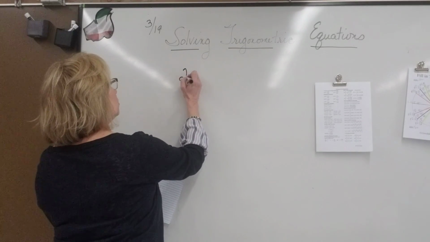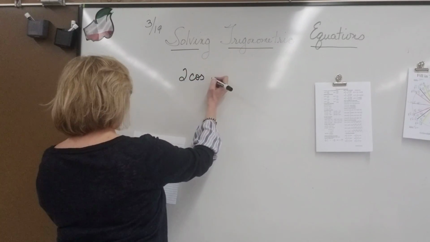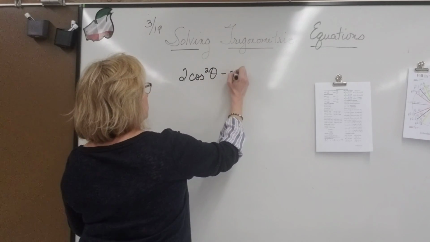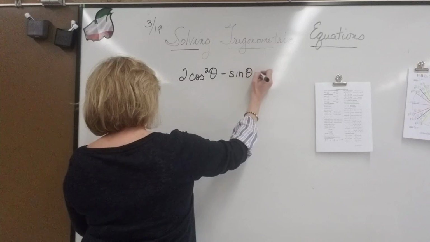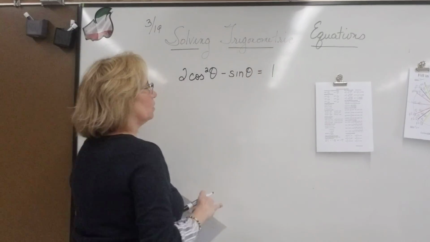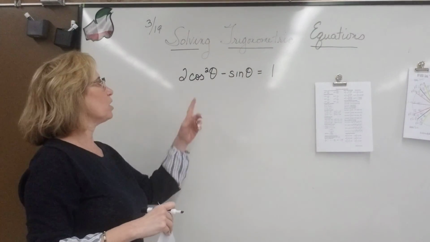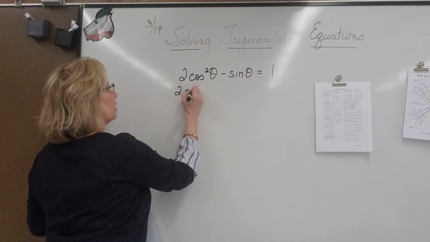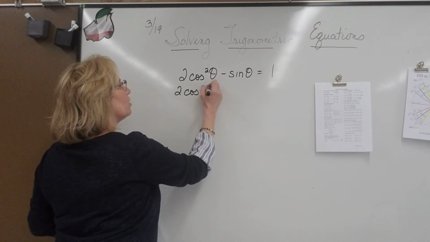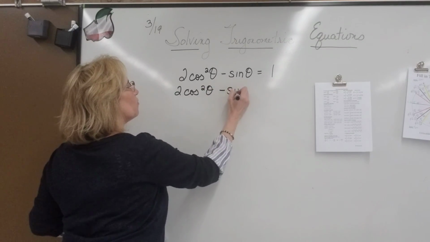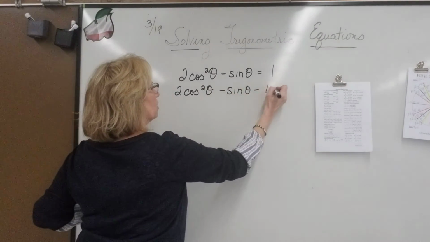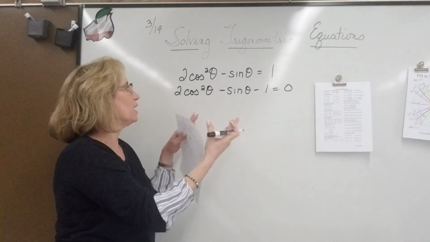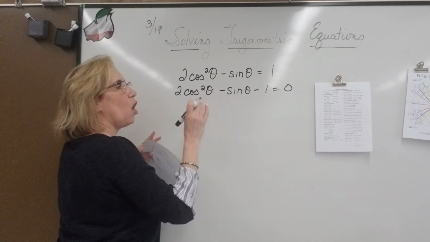So here's 2 cosine squared theta minus sine theta equals 1. Okay, so hopefully by now you recognize second degree. We're going to set it equal to 0 and try to solve it. However, guys, we are not going to be able to factor this having a cosine and a sine. How do I make factors with that? Okay, it's not going to work.